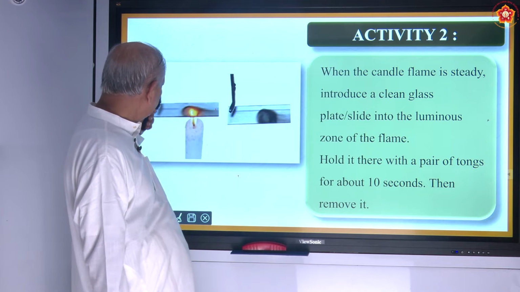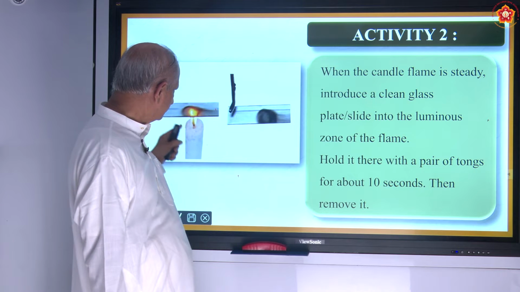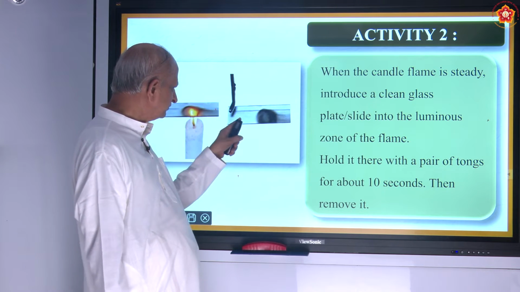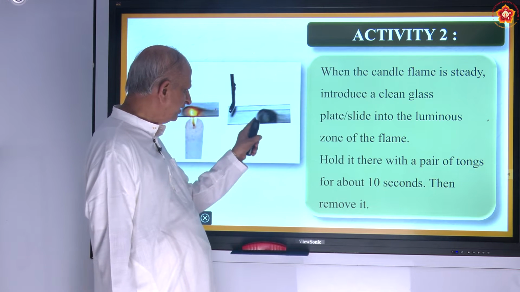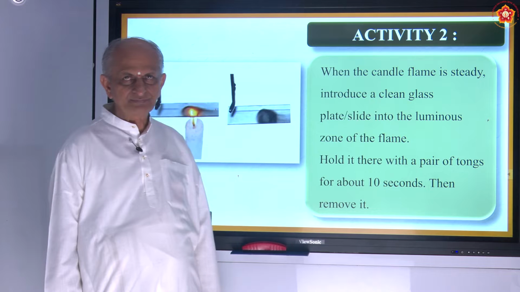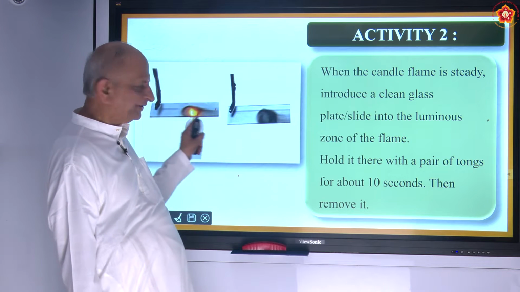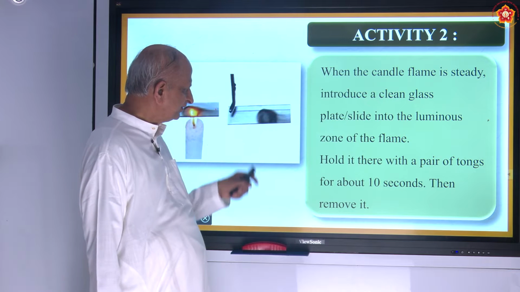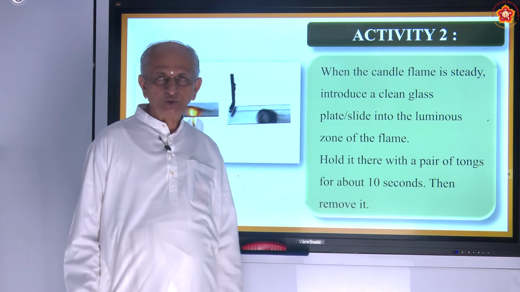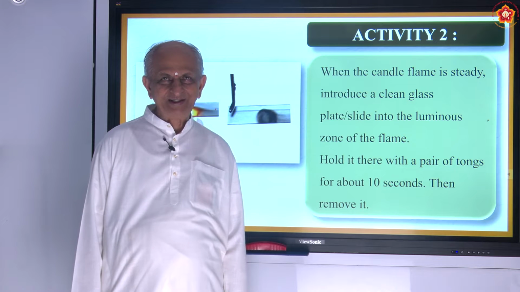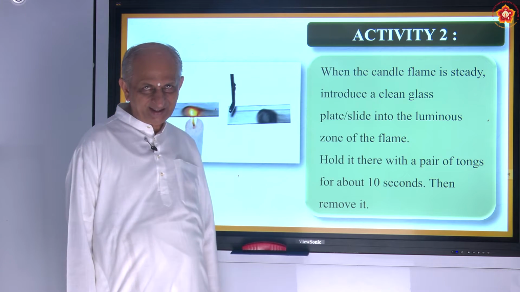So this is a pair of tongs. You must hold it for some time and then remove it. When you remove it, you find a circular black spot. I think all of you can see it, correct? So there will be a circular black formation here. What is that due to? Anybody? It is nothing but soot, correct?